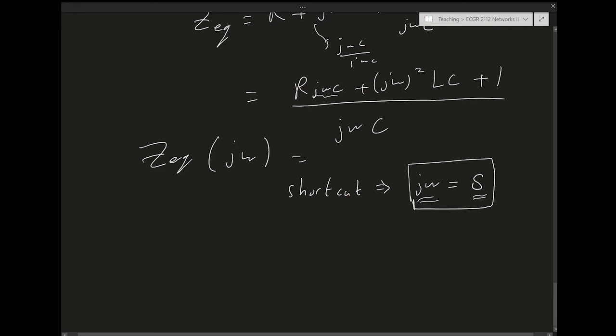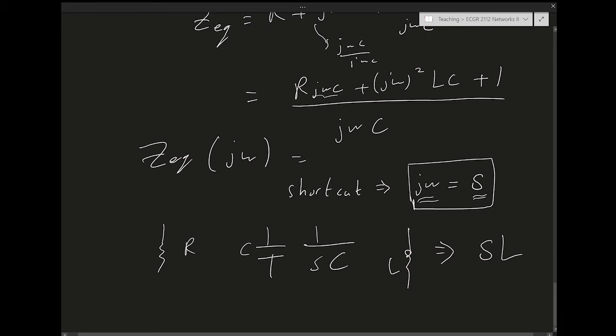What does it tell us about the impedances? Well, R is just R. Using the shorthand, the impedance of C, instead of being 1 over j omega C, I write s instead of j omega. So the impedance of C is just 1 over sC. The impedance of L, instead of j omega L, is just sL. This is just a shorthand at this point.